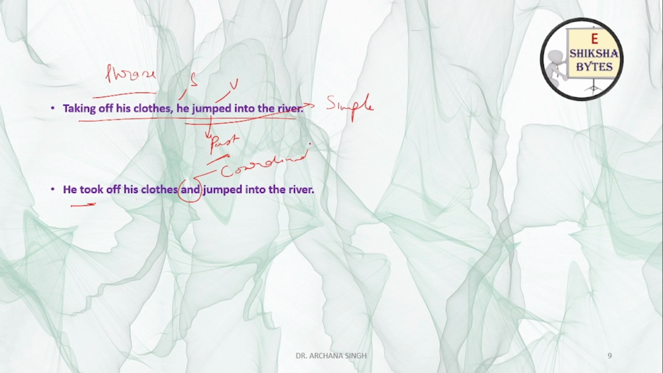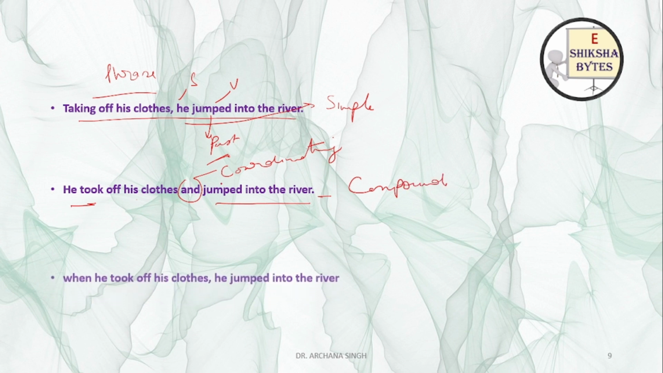Now the same sentence can be converted into compound. See how this is in the past tense, right? The tense is in the past tense, so: he took off his clothes and, which is your coordinating conjunction, jumped into the river. This is another part of the sentence. So this is your compound sentence.